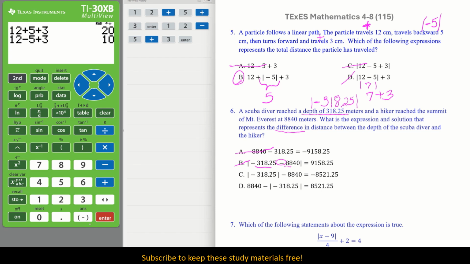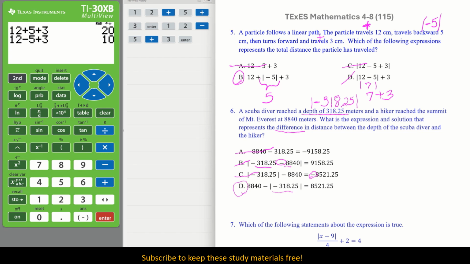Actually, that doesn't make sense, and it gives us a negative value. So I disagree with C. So let's look at D. You have the height of the hiker minus the negative depth of the diver. That makes sense. So we're going to subtract the distance of the diver, with its absolute value, from the total of the hiker. So D is the answer.